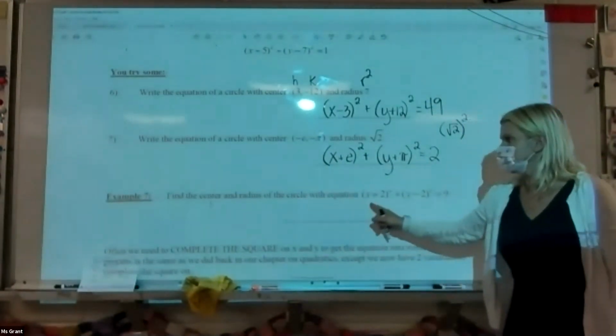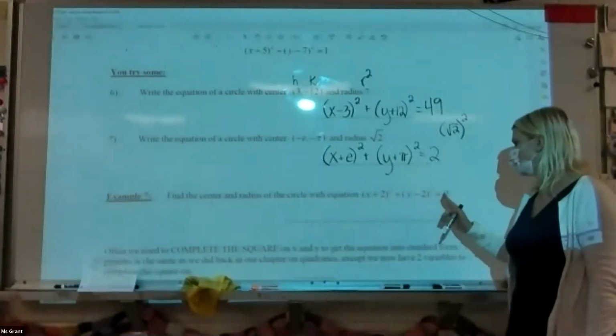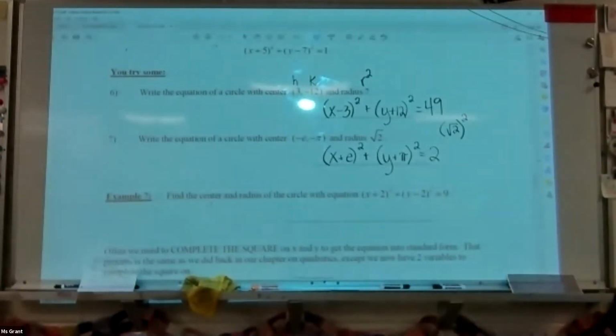All right, example 7. Find the center and radius of the circle. Here's my equation. Go ahead on your own. You never look up. Are you with me? Okay, I need you to look at me sometimes right now.